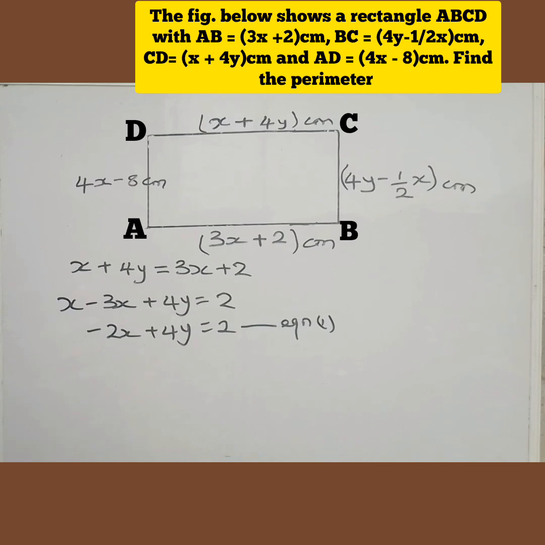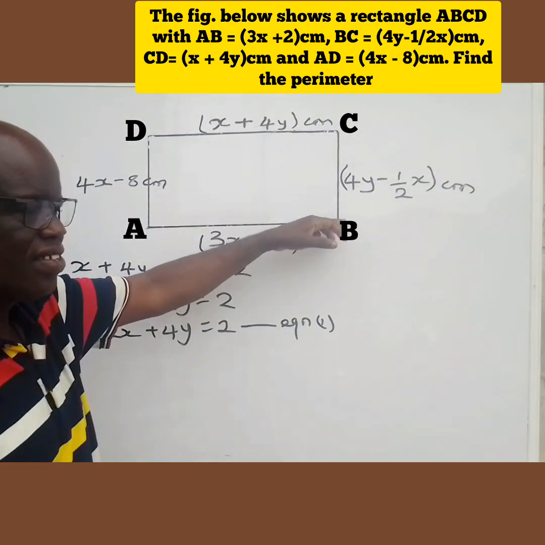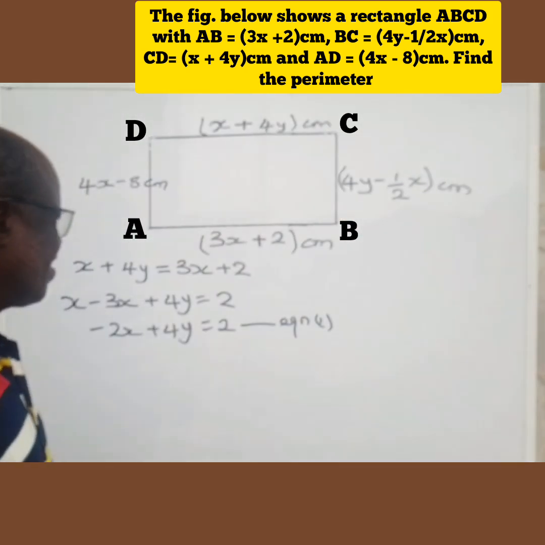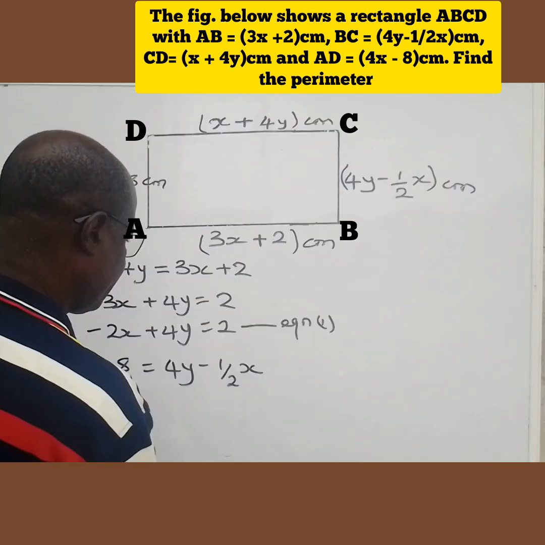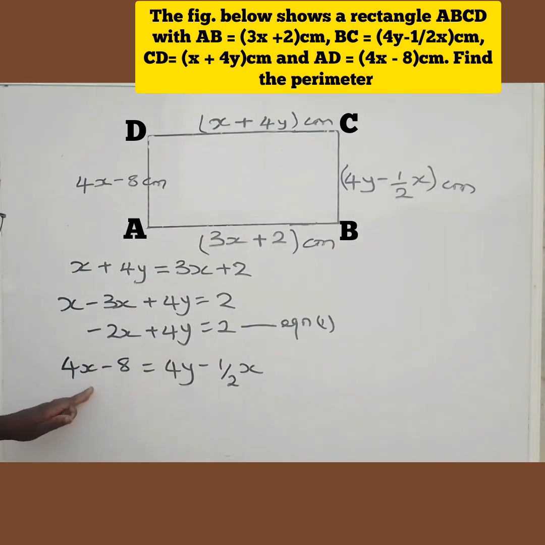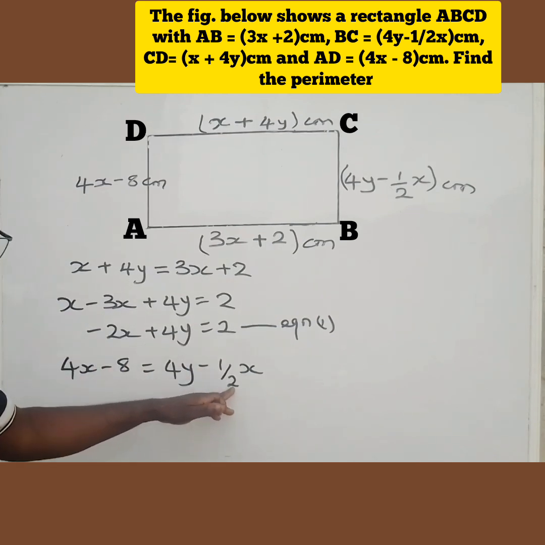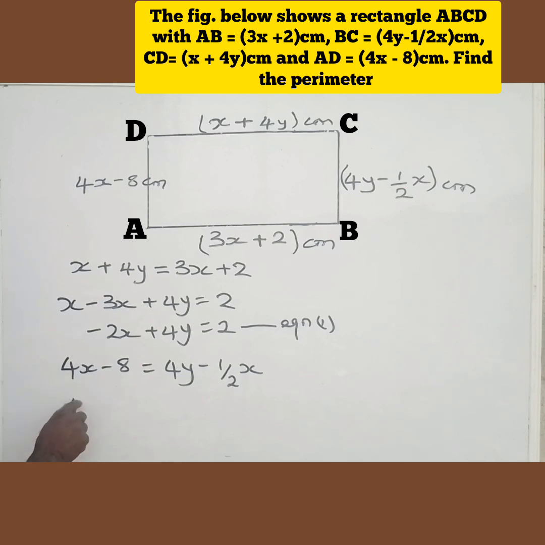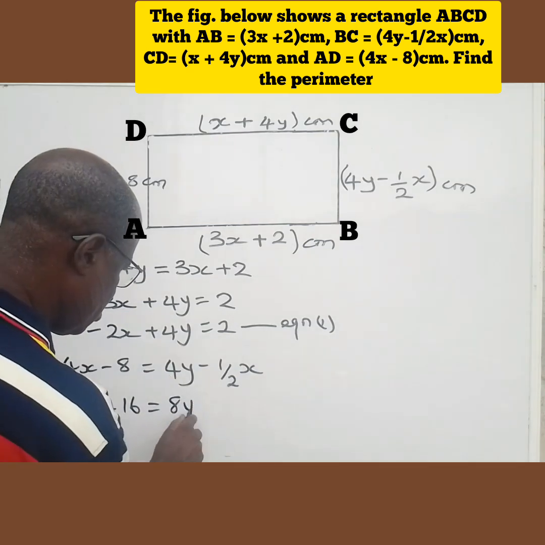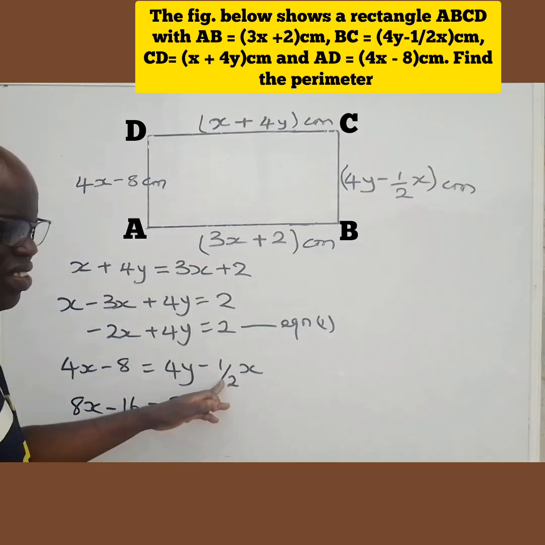Now, for the second equation, this side is the same thing as this side. Therefore, 4x minus 8 is equal to 4y minus half x. So let's write that one down. I don't want to see this fraction. I want to make this equation linear, so I decide to multiply each term by 2. So 2 times 4x, 2 times 8, 2 times 4, and 2 times half is 1.